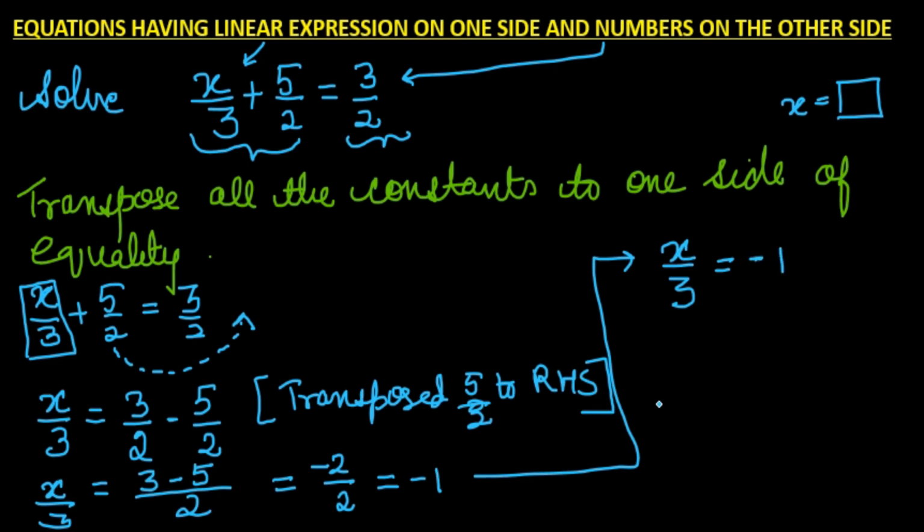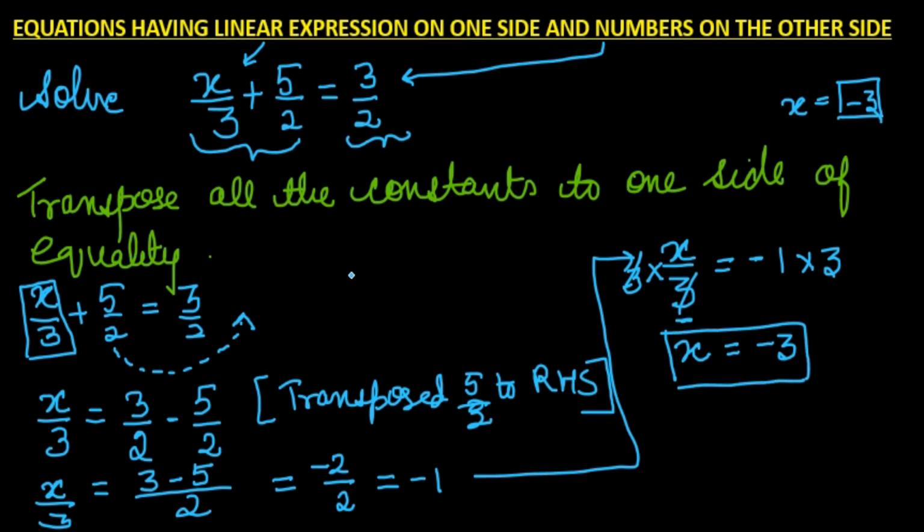Now we want the value of x, so we multiply both sides by 3, so that we can get rid of this 3 in the denominator. So we cancel out the common factor and we get x is equal to negative 3. Now we have got the solution of the above equation as x is equal to negative 3.